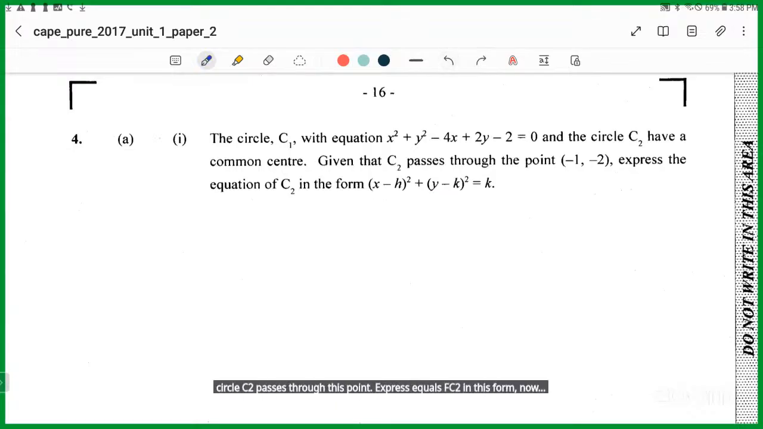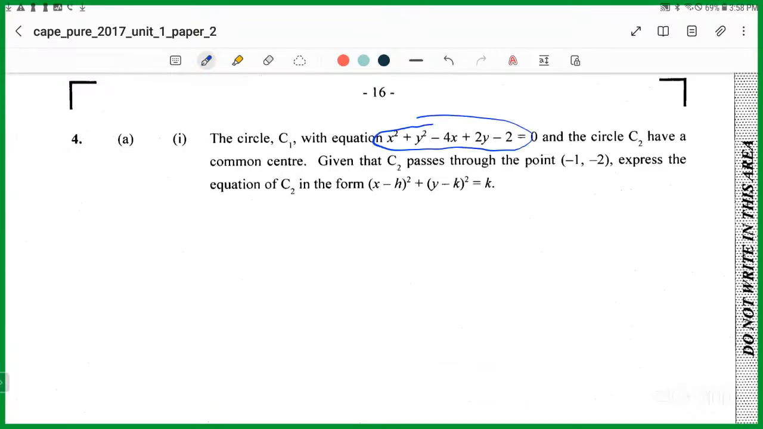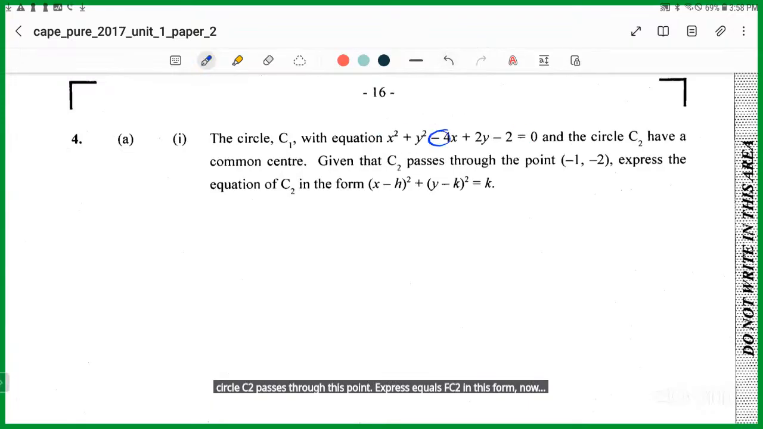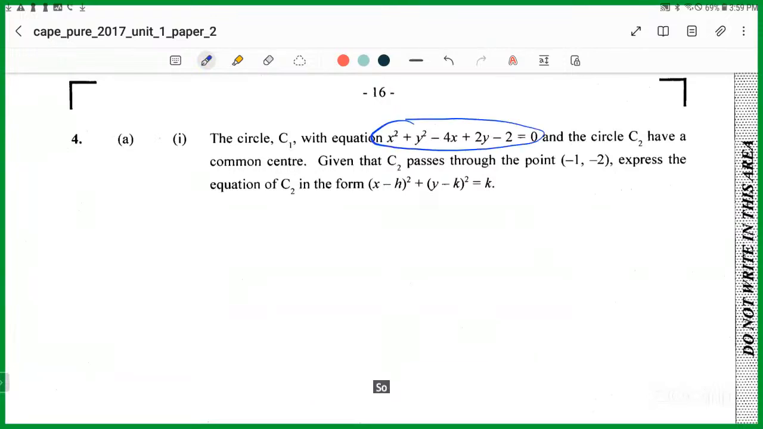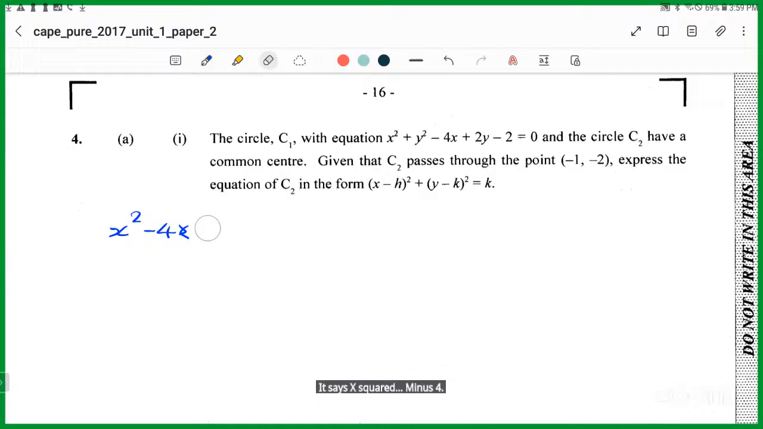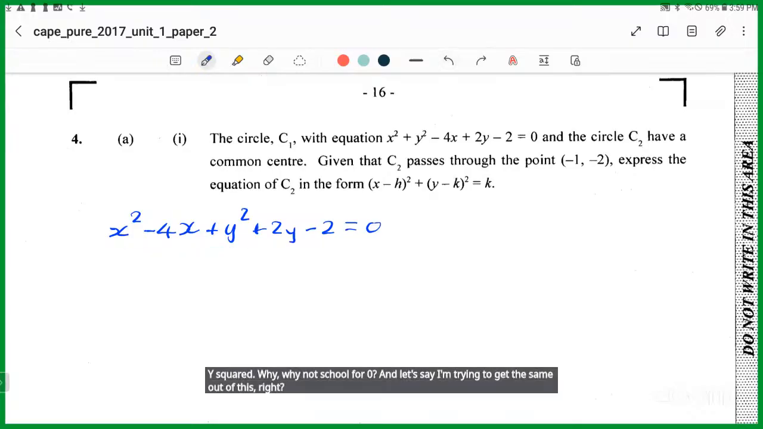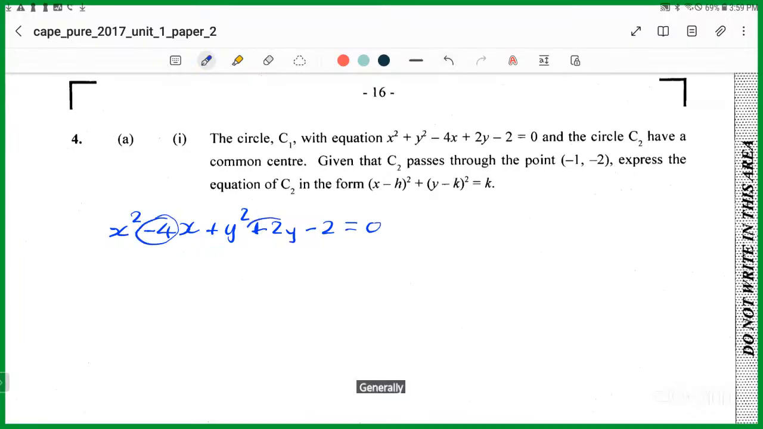Now, you can know the center on this by observing, by looking. It's half of this and half of this. Right? So half of this is 2. Alright, if you compute this straight to get the center of this one, let me not shortcut. So when we write this and get the center out of this, it's x squared minus 4x plus y squared plus 2y minus 2 equals 0. Generally it's minus half of this and minus half of this.